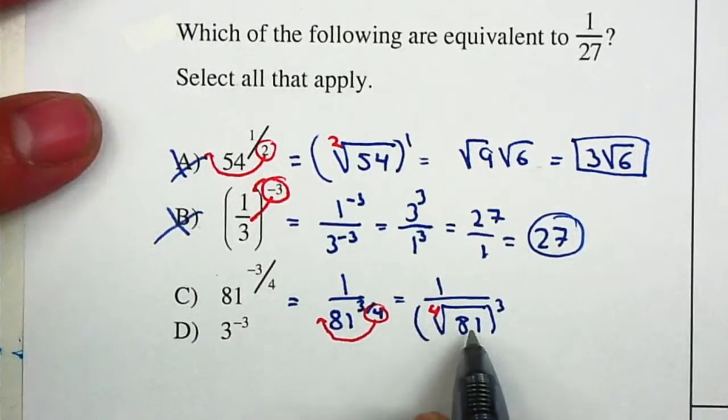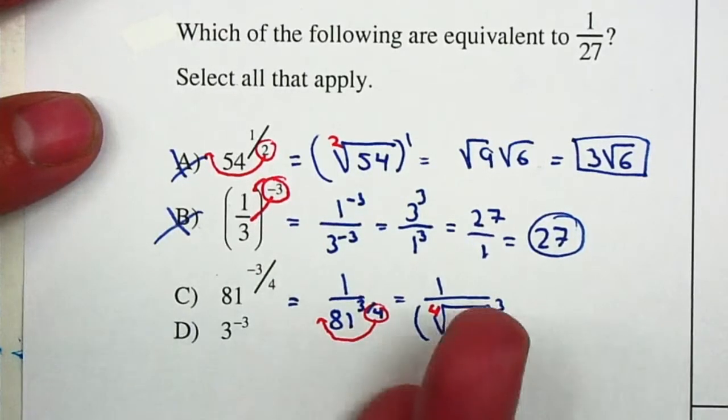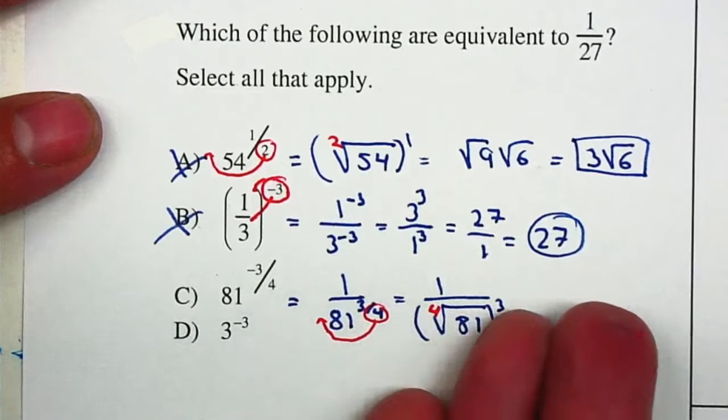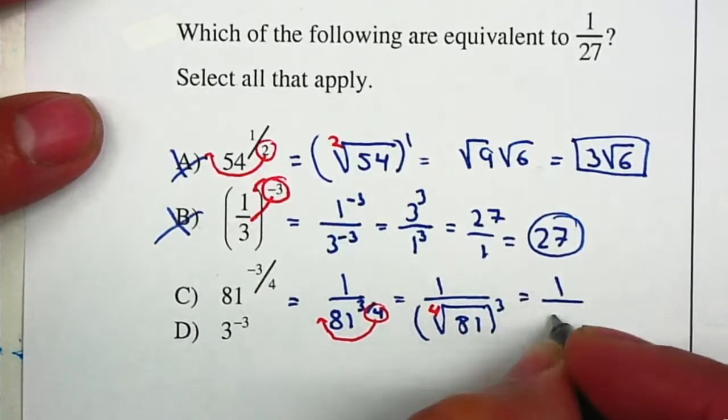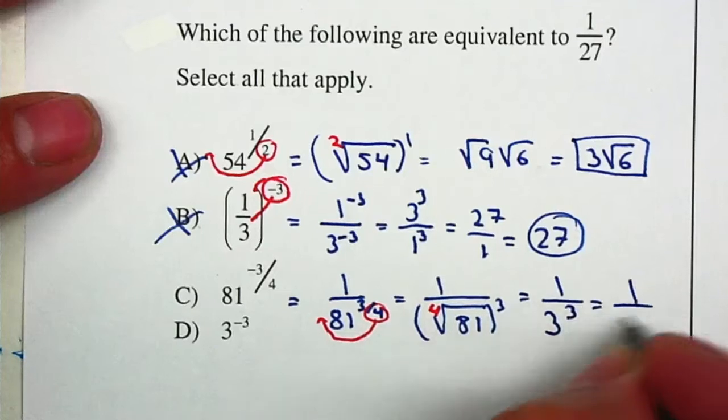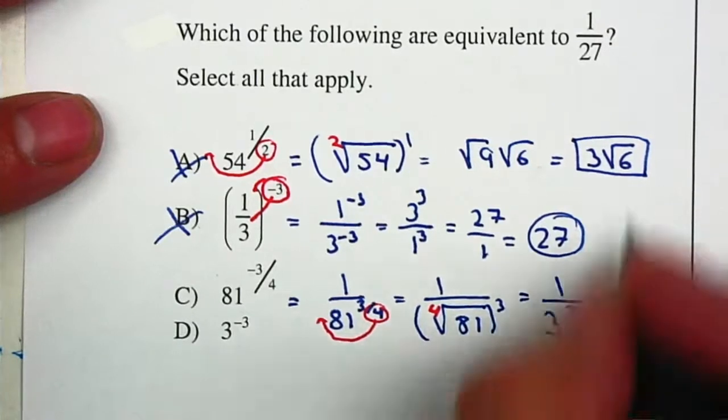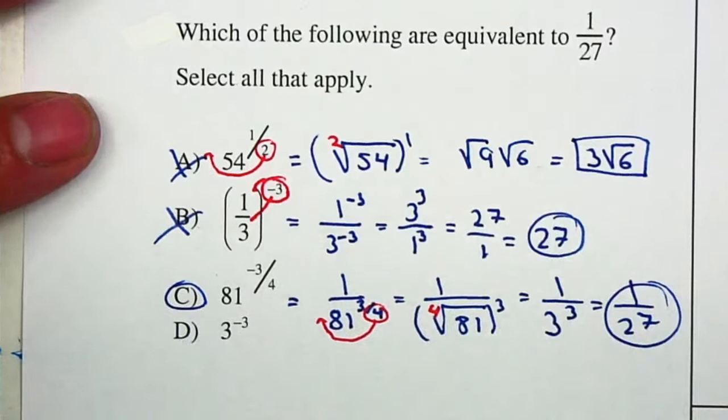I'm looking for a number that multiplied by itself 4 times gives you 81, which will be 3. 3 times 3 is 9, times 3 is 27, times 3 is 81. So it'll be 1 over 3 to the third power, which is 3 to the third power will be 27. So that one is equivalent.